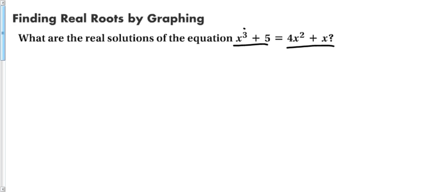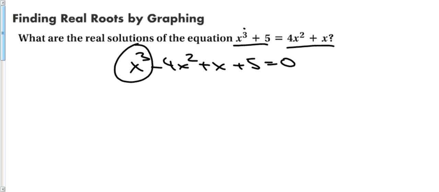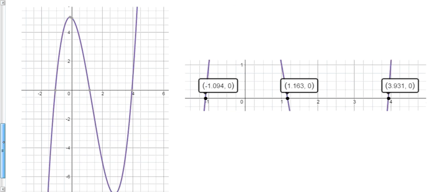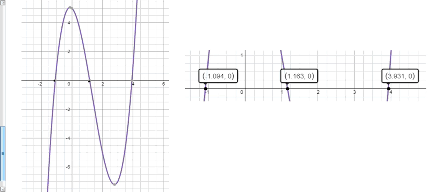So a better way, a better formula to plug in would be to set this minus 4x squared plus x plus 5, set it equal to 0. And now when I do this, now I know that whatever polynomial I get is going to cross the x-axis 3 times if it has 3 solutions. And when I graph that, I can see clearly, much more clearly, that it does. And these would be my 3 solutions.